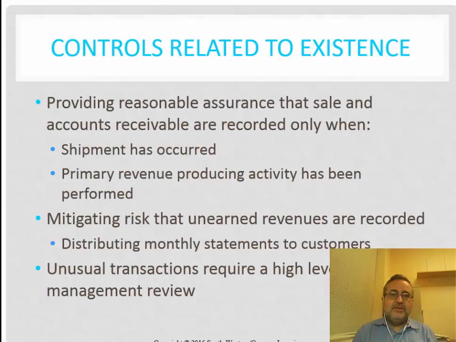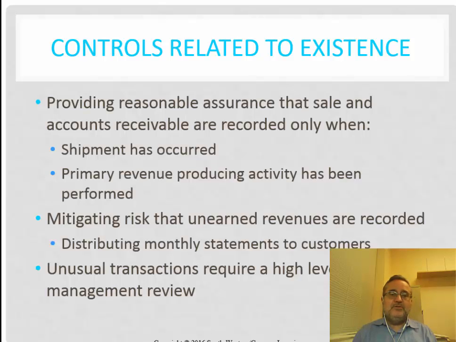So let's talk about specific controls related to specific management assertions. The first one that we're looking at is controls related to existence. So this provides reasonable assurance that sales and accounts receivables are recorded only when shipments have occurred and the primary revenue producing activity has been performed. So we're looking for when we generate a revenue transaction, we've done this because we have a sales event, and that sales event has taken place.